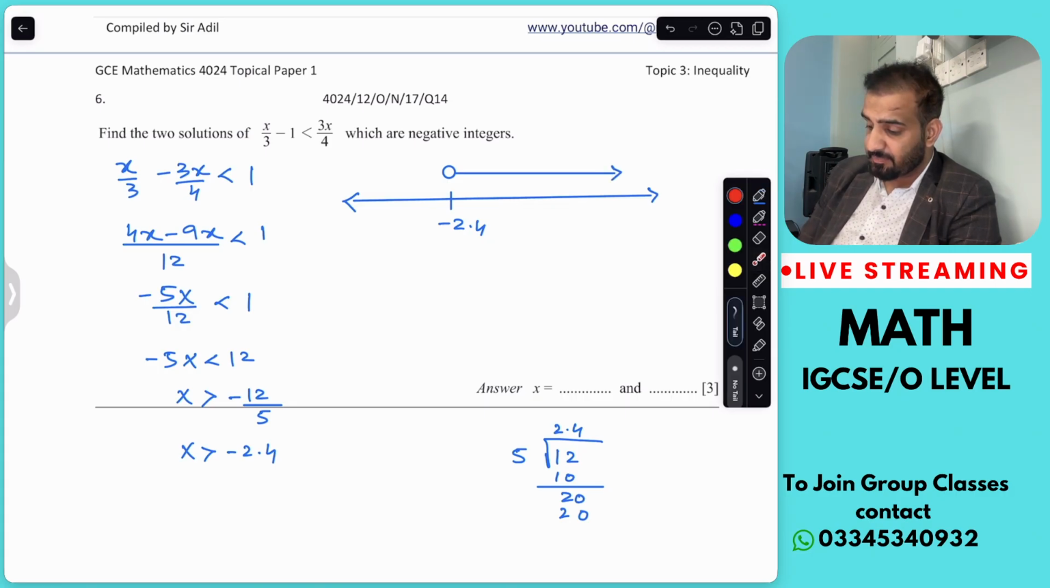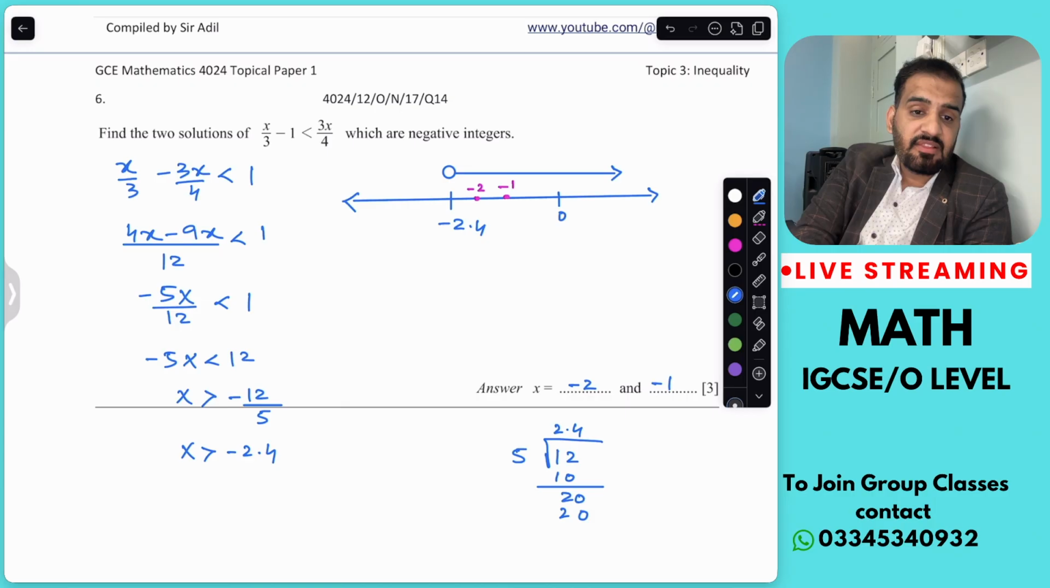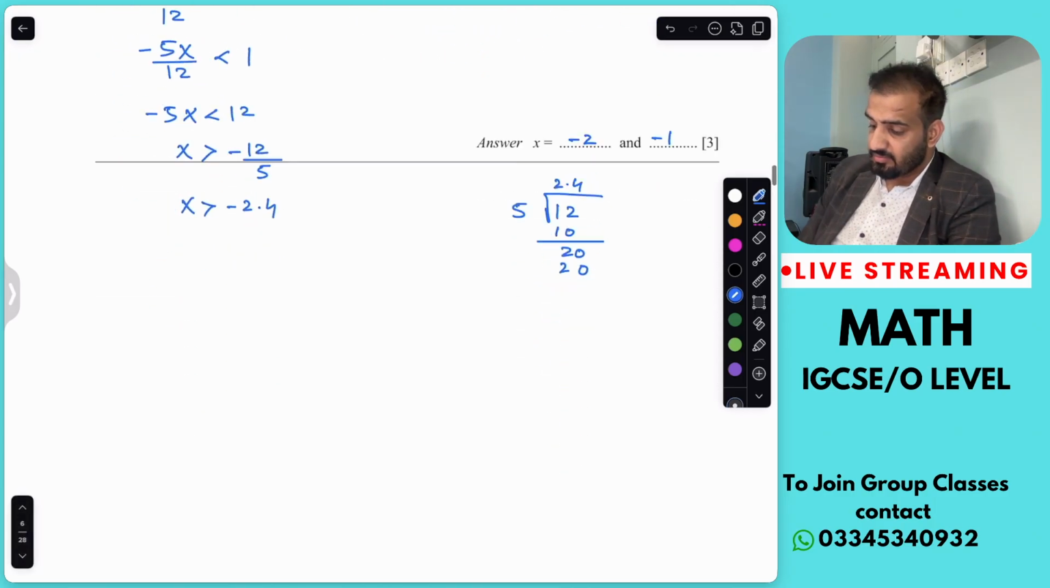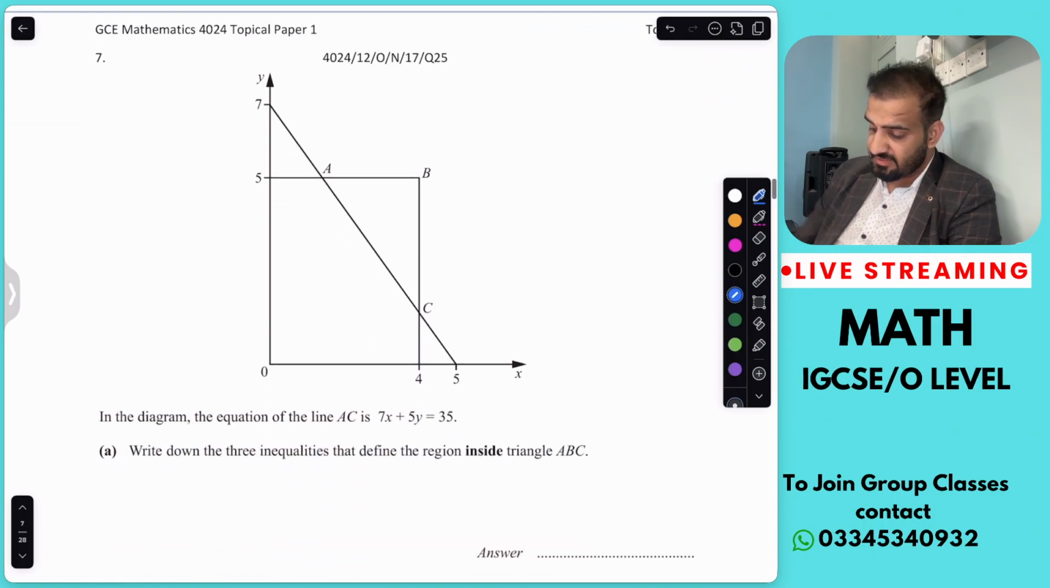So now tell me, what are the negative integers satisfying this inequality? So let's say this number is 0. So I will write minus 2, minus 1. That's it. So minus 2 and minus 1 are the two numbers which is satisfying this inequality. Negative integers, okay? Moving on to question 7.